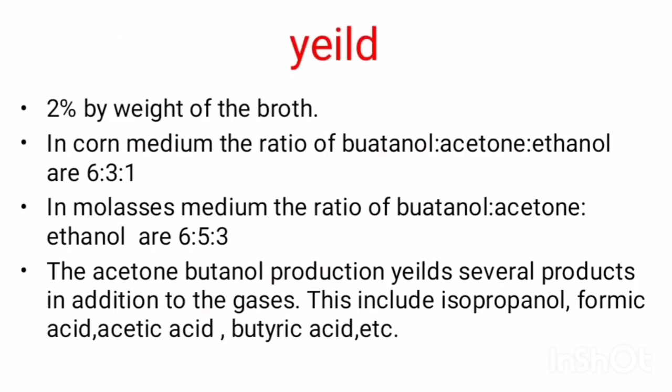Then product yield. Approximately 30% of carbohydrates get converted to neutral solvents in the fermentation process. In molasses medium, the ratio of butanol and acetone is 7:3. In corn medium, the ratio of butanol and acetone is 6:3.